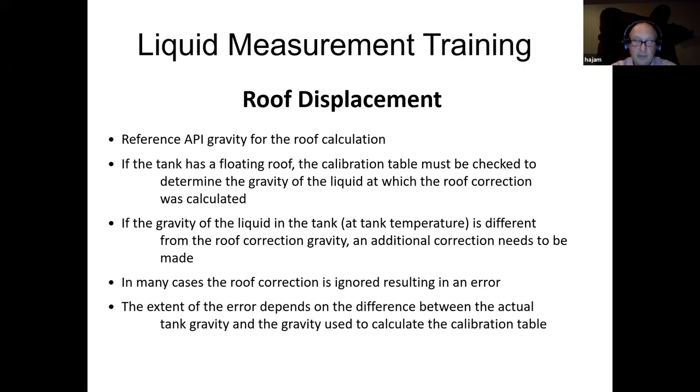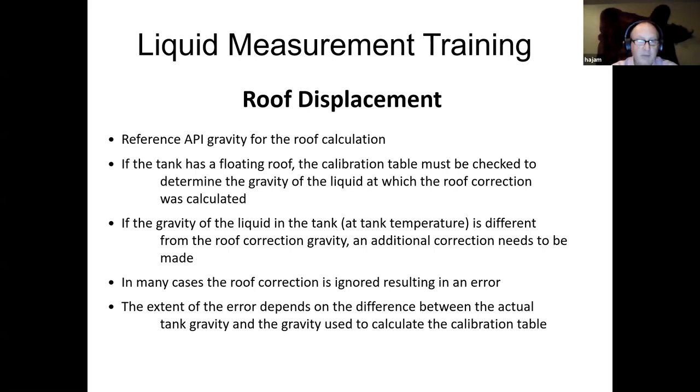A lot of times, I've seen many times where the roof correction is ignored. Typically, that's in facilities where inventory is the only priority, where custody transfer is not taking place. If custody transfer is taking place, the roof correction must be applied.